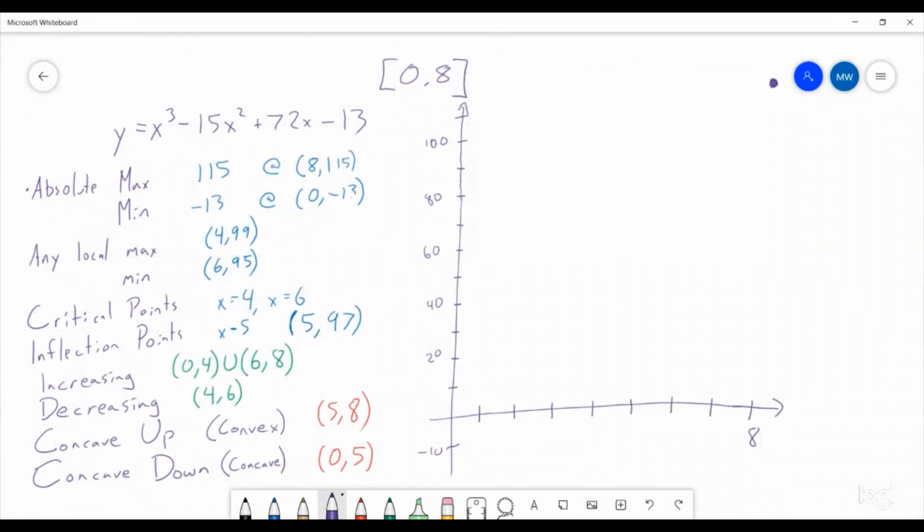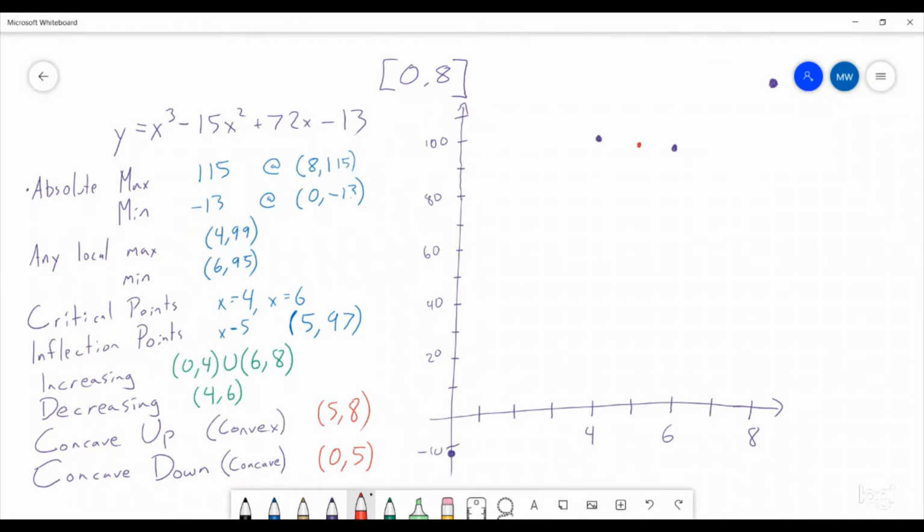Alright, now we can try and see everything again. Okay, there we go. And we have an absolute minimum at 0, negative 13. So there we go. We have our 2 points that we know about. We also know we have a local maximum at 4, 99. So that's going to be happening up here. We have a local minimum at 6, 95. Those are our critical points. We have an inflection point at 5, 97.